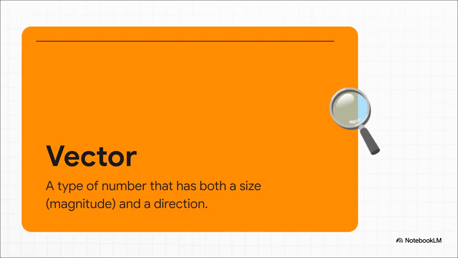And that something more is a vector. This is the big idea right here. A vector is a quantity that bundles two critical pieces of information together, a size, which we call its magnitude, and a direction. It answers both how far and which way all at once.